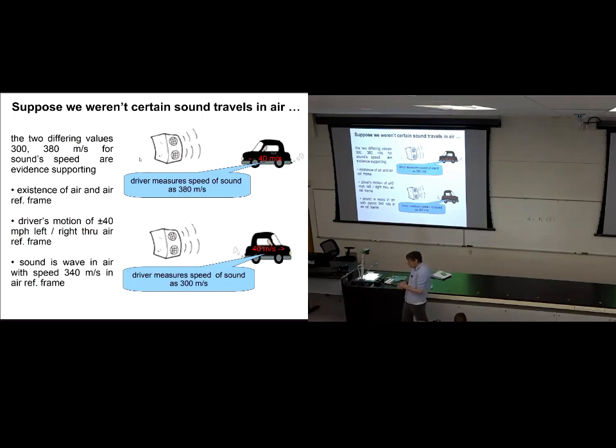And so, if you weren't certain about the existence of air supporting a sound wave, you could infer the existence of air, and the sound as a vibration in air, based on the fact that you would observe different speeds of the sound waves as you moved towards the speaker and away from the speaker. So that would be evidence supporting the idea that sound is a vibration in air with a certain speed.